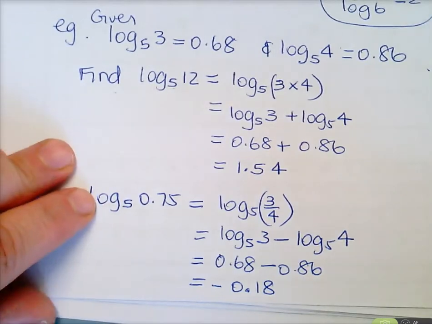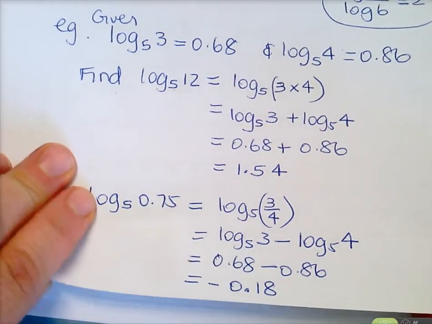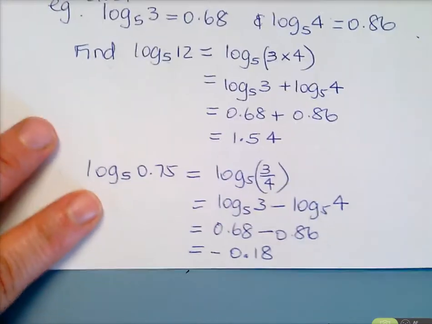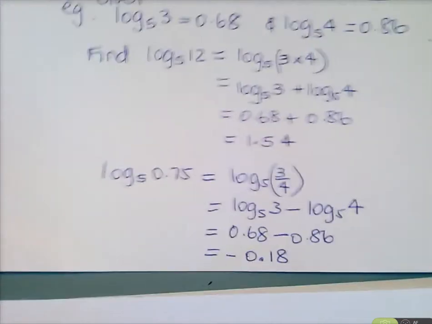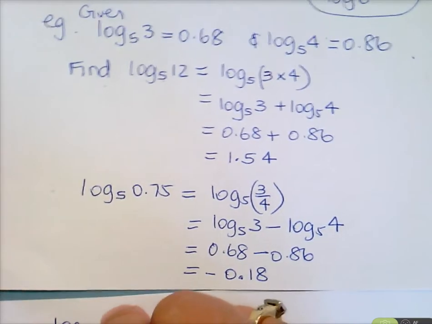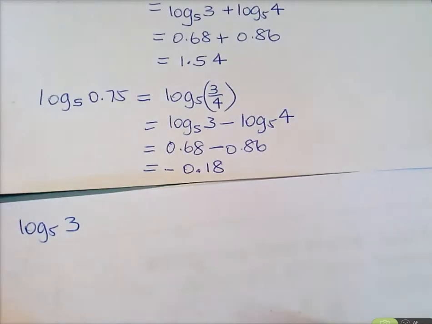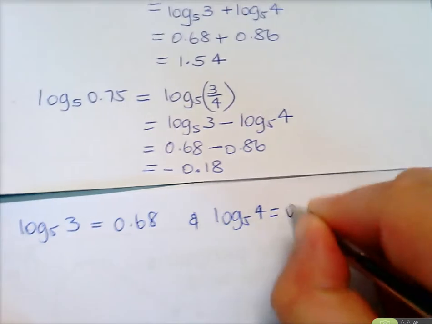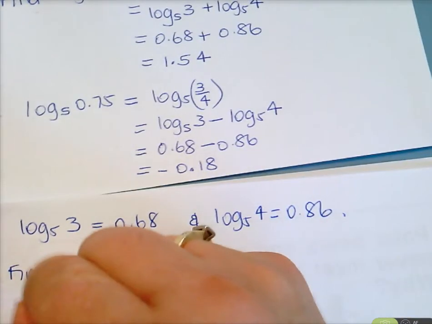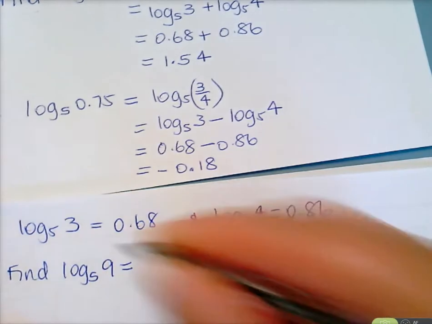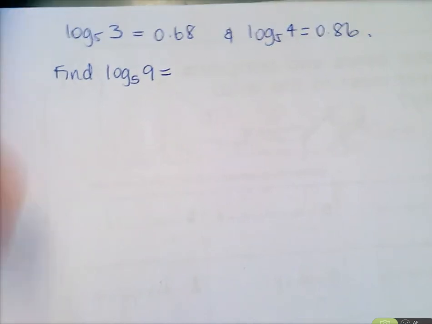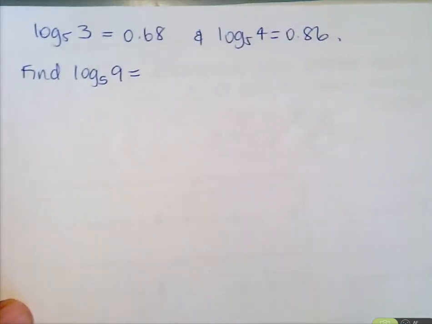The next one, log to the base 5 of 9. Now, ready? Still using what we've been given. Next example. Again, we know that log to the base 5 of 3 is 0.68, and log to the base 5 of 4 is 0.86. You're asked to find log to the base 5 of 9. That's the only information you've got.